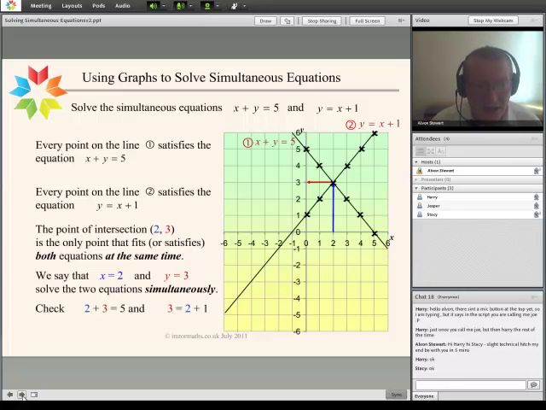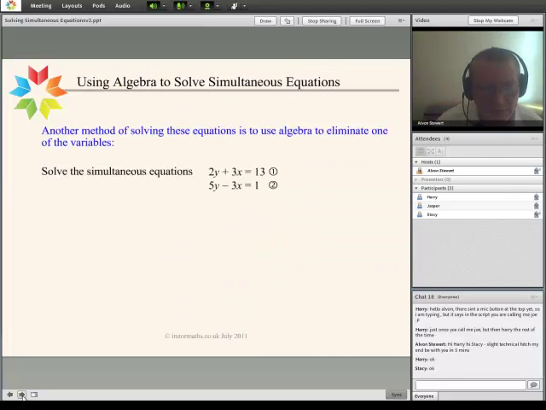So we've checked back and we know we've got the right answer. So that's the solution of these pair of simultaneous equations, x equals 2 and y equals 3. Well done, everyone. Okay, like we said in our objectives, that's a graphical method of doing it.